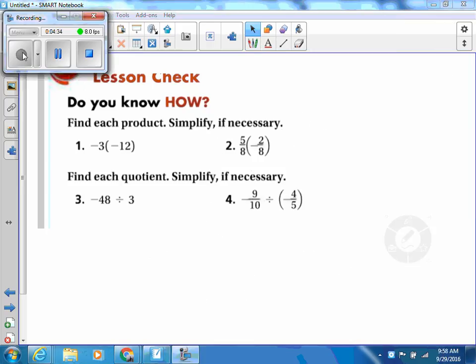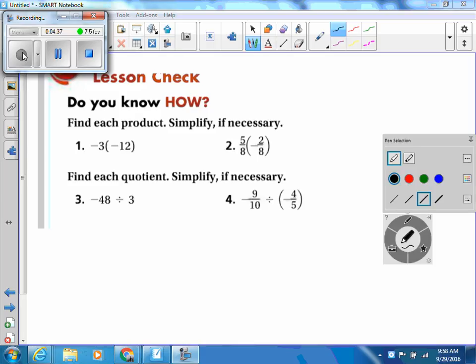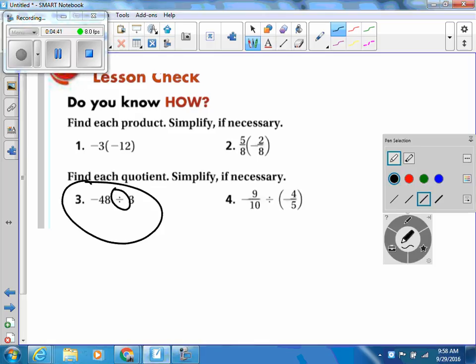All right. Let's take a look at number 3. What does this sign mean? Divide. I have a negative and I have a positive. What's my answer going to be? You got it, negative. And then divide that in the calculator, you get 16. Answer is -16.